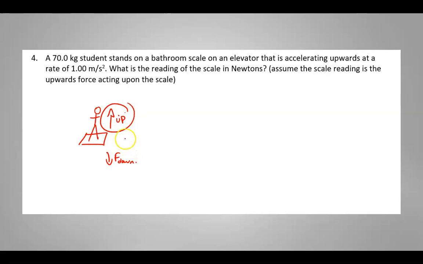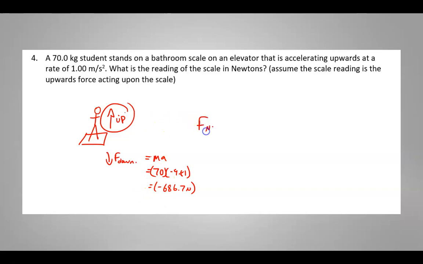Well, given the fact that we know the acceleration due to gravity, F equals ma, this is going to be the 70 kilogram student times negative 9.81. So that's going to be 70 times 9.81. That gets you negative 686.7 newtons. Right? Force downwards.